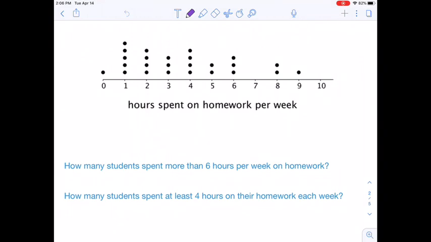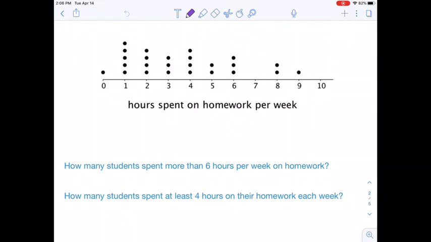Hours spent on homework per week. So we can see that somebody spent 0 hours on homework. Uh-oh, maybe they got it all done at school. And somebody spent 9 hours on homework in a week. That's a lot of hours. So let's see what we can figure out from this dot plot to answer these questions. How many students spent more than 6 hours per week on homework?